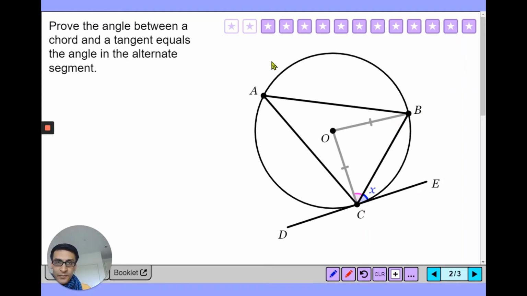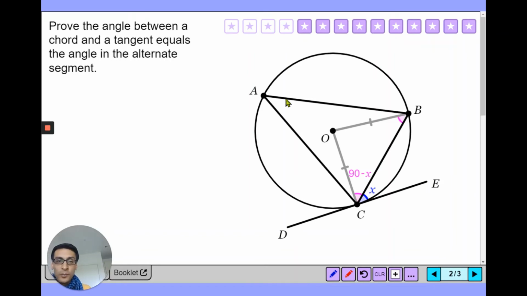And we can then label this angle, this pink angle here. So we know that if OC is a radius and DE is a tangent, then these two angles together have to add up to 90 degrees. So then we can say 90 minus x plus x equals 90. So we know that that relationship is true.